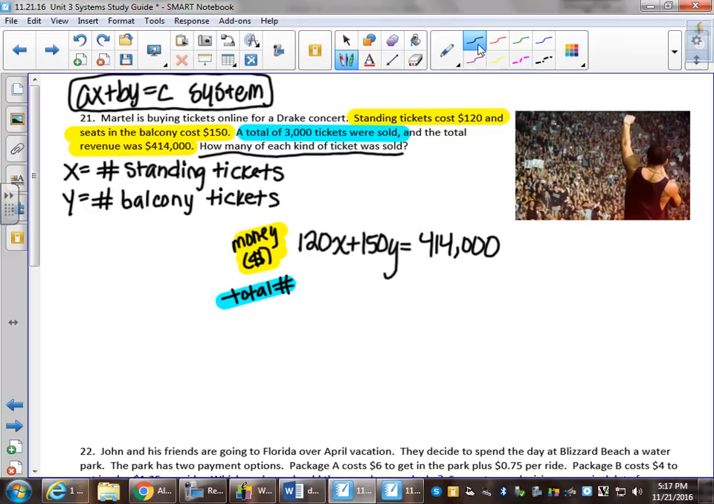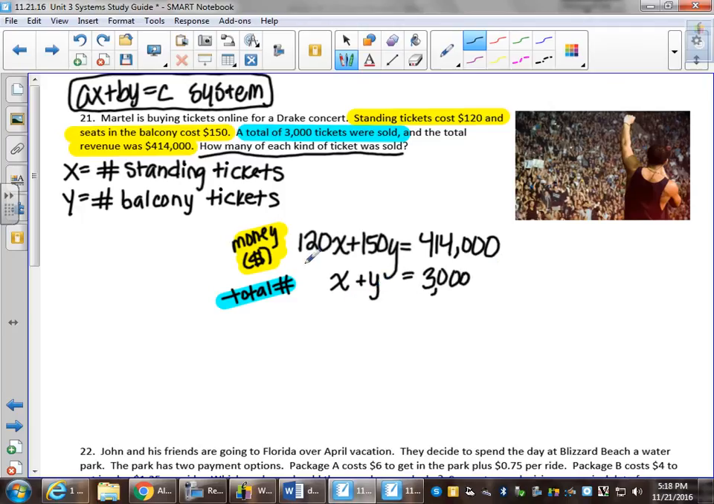So that means the number of standing tickets, X, plus the number of balcony tickets, Y, equals a total number of 3,000. Number plus number equals total number. This is a standard form system. Choose X or Y to cancel. I choose X personally, but we should get the same answer, so if you chose Y, no problem.